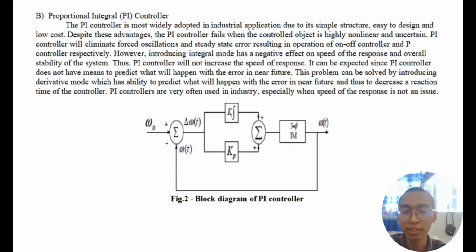Secondly, the proportional integral controller. The PI controller is most widely adopted in industrial applications due to its simple structure, ease of design, and low cost. The PI controller will eliminate forced oscillation and steady-state error resulting from the operation of on-off controllers and P controllers respectively. However, introducing the integral mode has a negative effect on the speed of the response and overall stability of the system. Below is a block diagram of a PI controller.